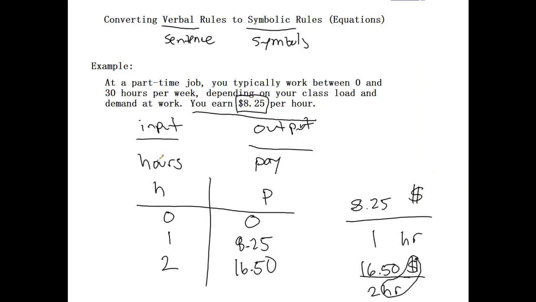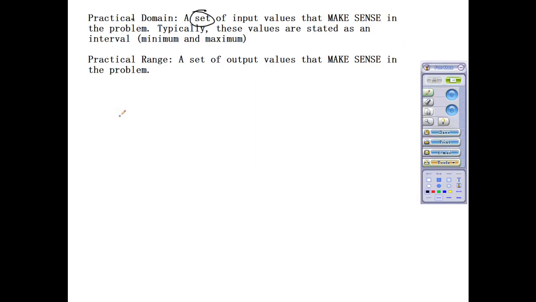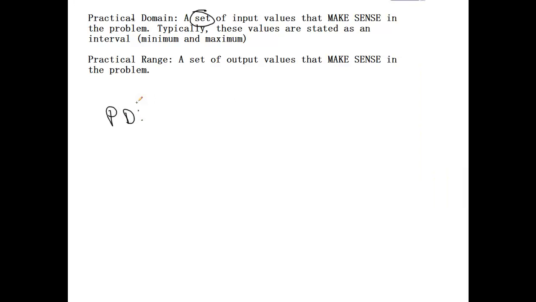Our input is hours, so that is what we would talk about when determining domain. So domain would be, from what to what hours do you typically work? Well, it tells us here that you typically work between 0 and 30 hours per week. So we would state our practical domain in the following way. We'd say 0 hours to 30 hours.